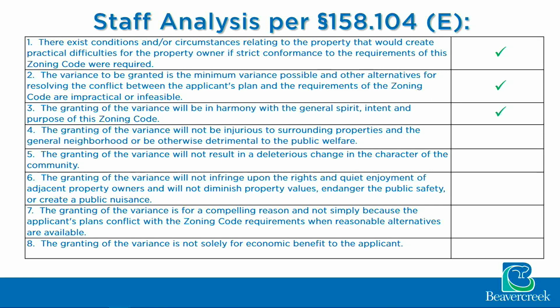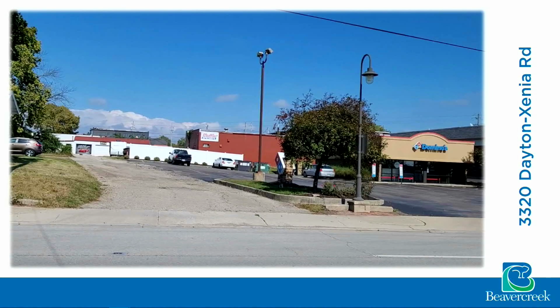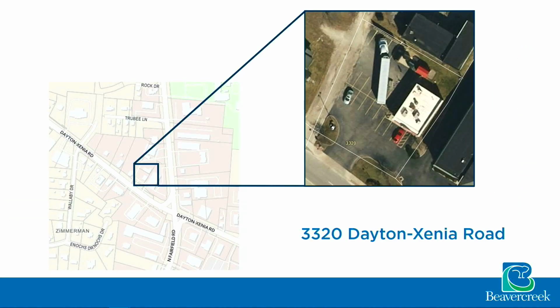The third criteria: will the granting of the variance be in harmony with the general spirit and intent of the code? We believe that it is. If you look at the surrounding buildings, if I go back to that aerial photograph, you can see to the north, you have the Muffler Brothers, and then to the east, you have CVS.